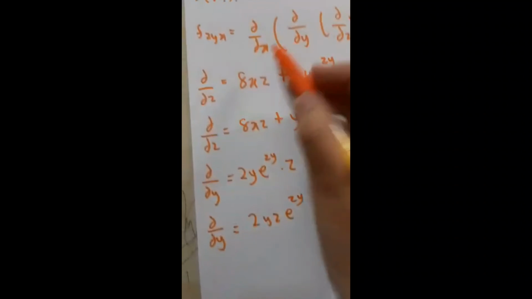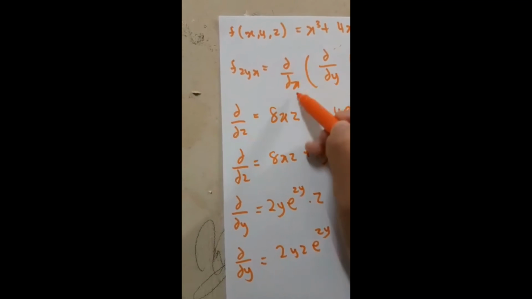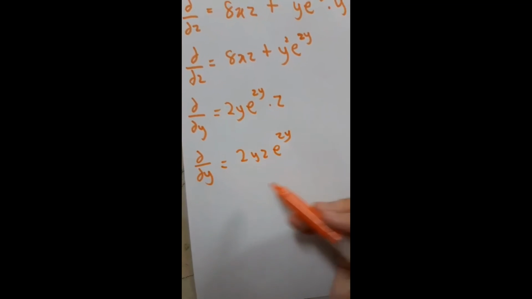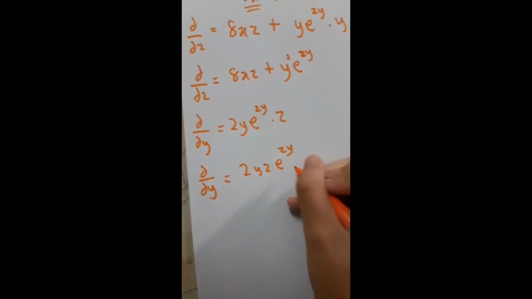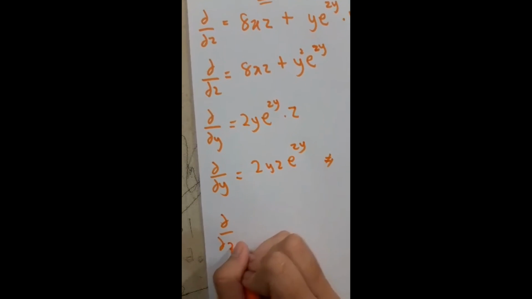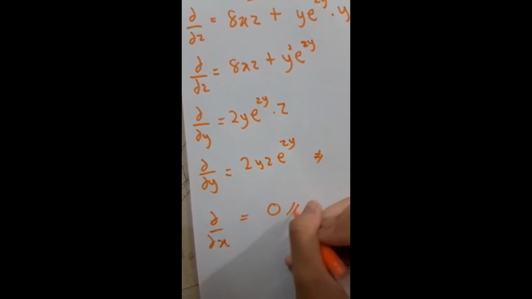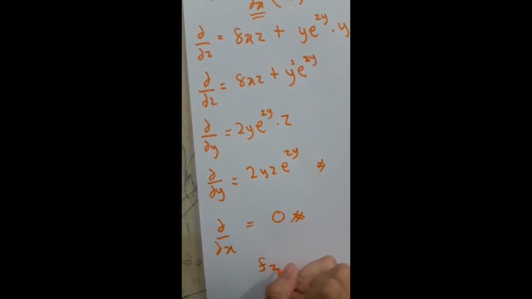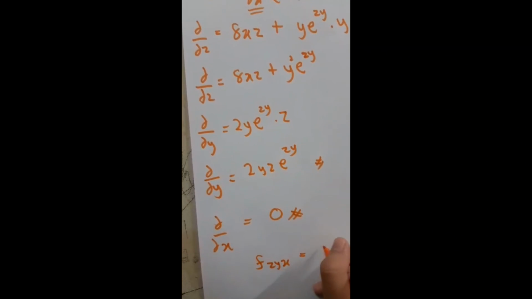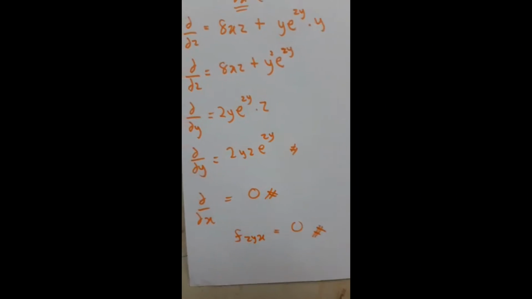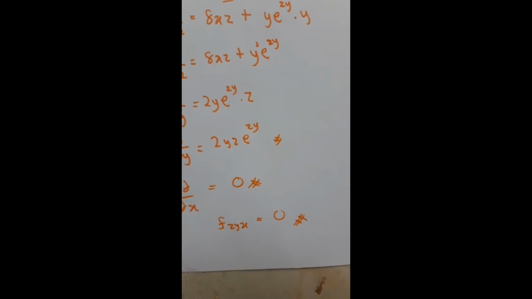For the third one, we want the derivative with respect to x, but in this function there is no x, so the answer del over del x will equal 0. So the final answer for this question, f_zyx, is equal to 0. That's all from me, and we finish this topic, partial derivatives.